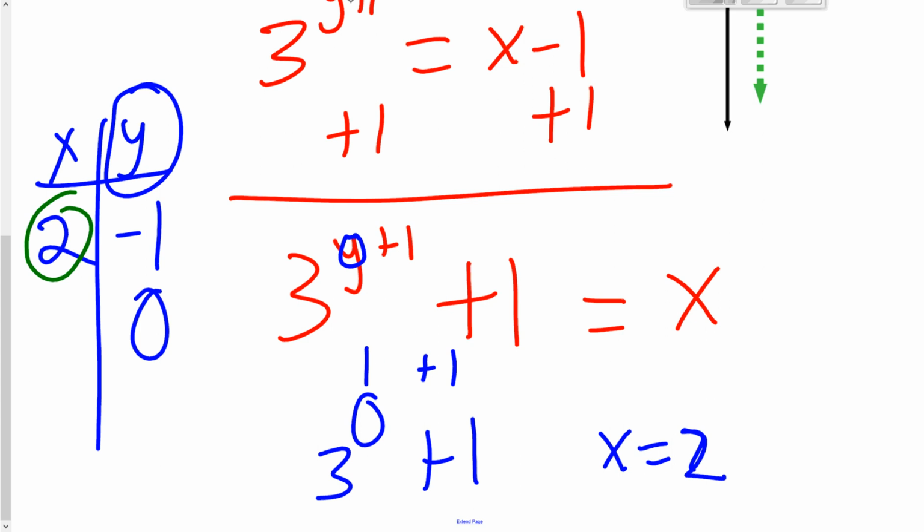0 plus 1 would be 1. That's a good exponent to have, right? 1 is a good exponent to have because 1 raised to the third is 3, and 3 plus 1 is 4. So I have this point (4, 0).